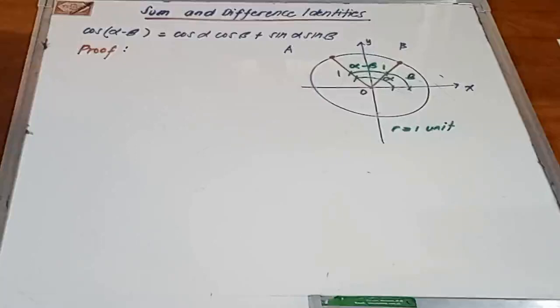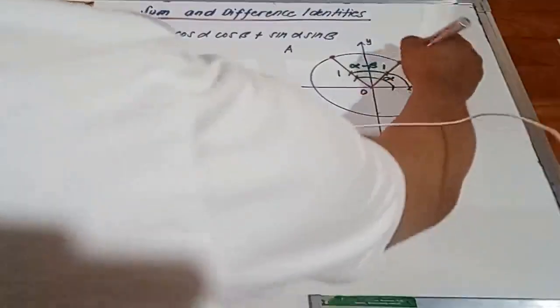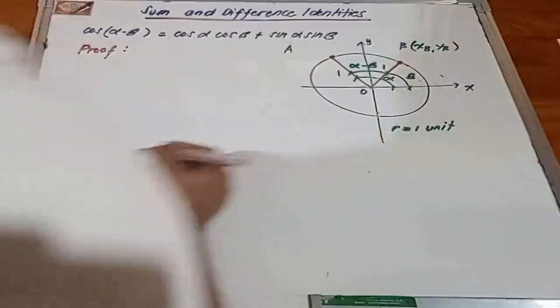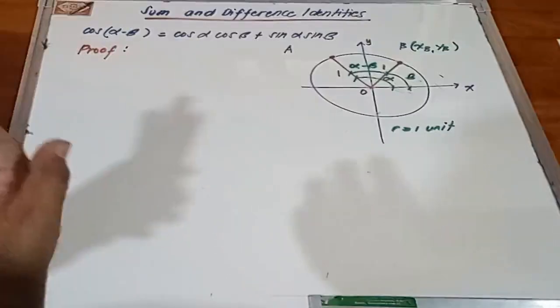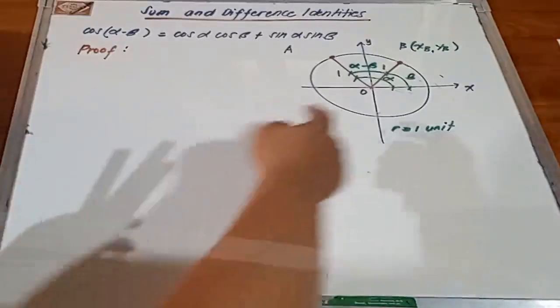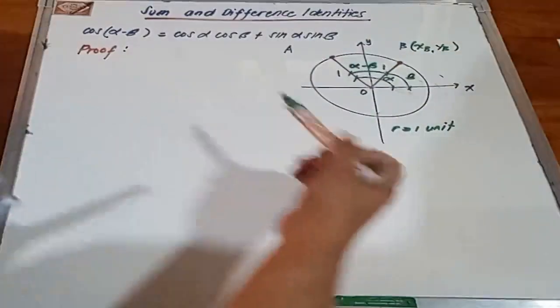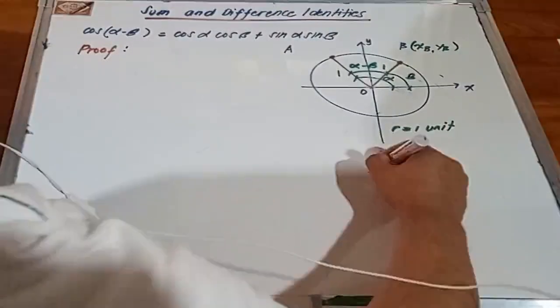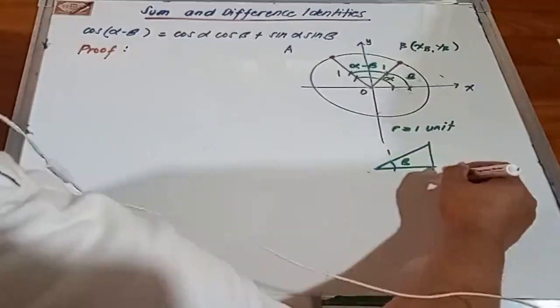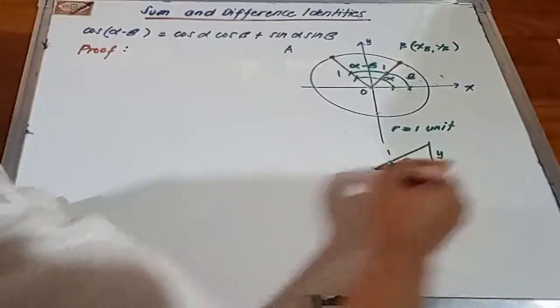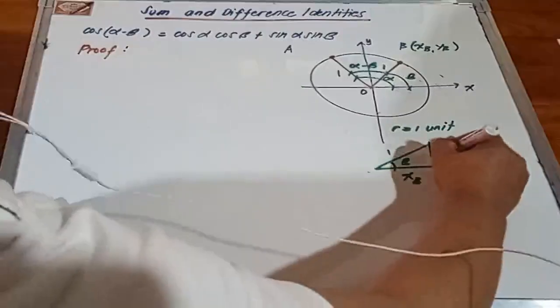Now, after that, kunin natin yung coordinates of this point B. Coordinate niya is x sub B, y sub B. Pero pwede nating i-rewrite yung kanyang coordinates in terms of sine and cosine functions. Okay, kunin natin yung right triangle na yon. So this is 1 unit, this is beta, this is y, and this is x. Okay, so ito yung x sub b, y sub b.